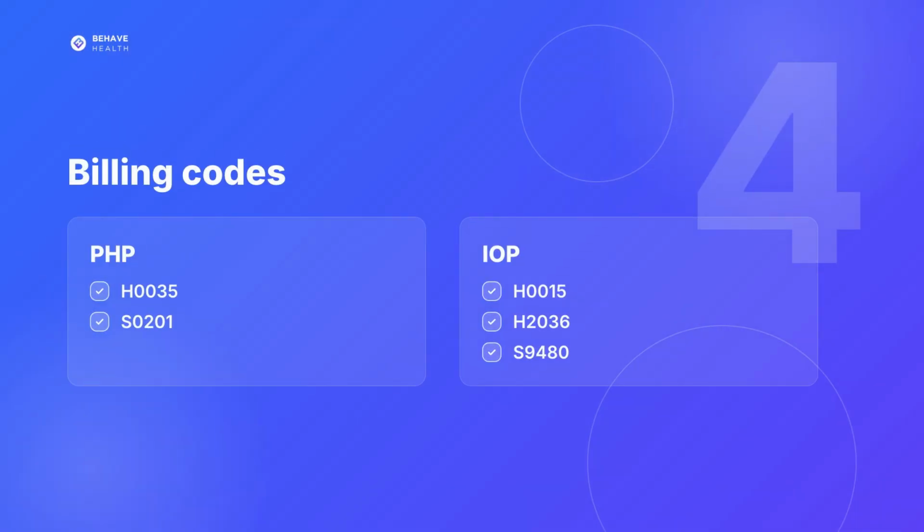Dimension 4, the codes. PHP and IOP use distinct code sets, never swap them. For PHP, H0035 is the most widely used code, with S0201 used by some commercial payers. For IOP, H0015 is the most widely used code for substance use, with H2036 and S9480 used by some Medicaid and commercial payers. Modifiers matter too. HF for substance abuse programs, HK for co-occurring. Verify active codes and units with each payer.